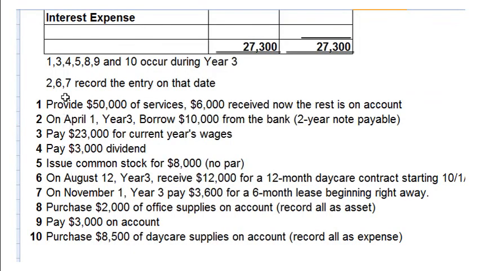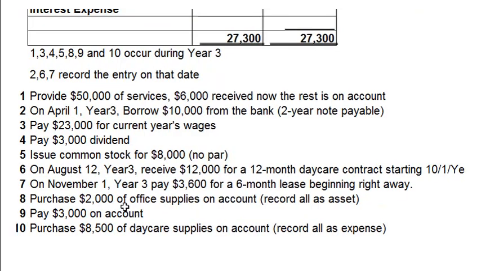Well, now we're to transaction 6, and this is another one of these entries that we're recording, in this case, as of August 12th. So it's August 12th, and Sample Daycare gets a check in the mail for $12,000, and it represents a 12-month contract that starts on October 1st of year 3. So we've got lots of different dates involved here. Let's, first of all, ask ourselves about cash. Was cash involved? Sure, Sample Daycare's cash just went up by $12,000, so we know we're going to record an increase to cash.